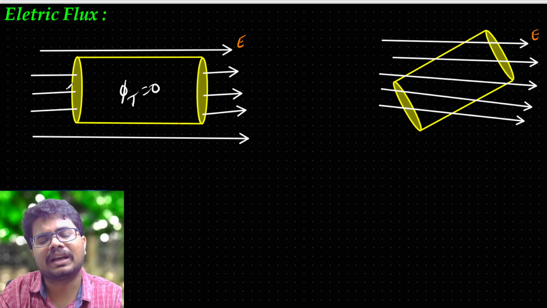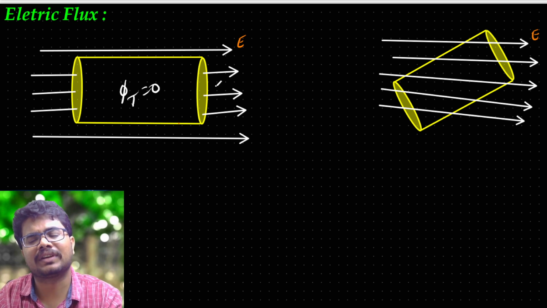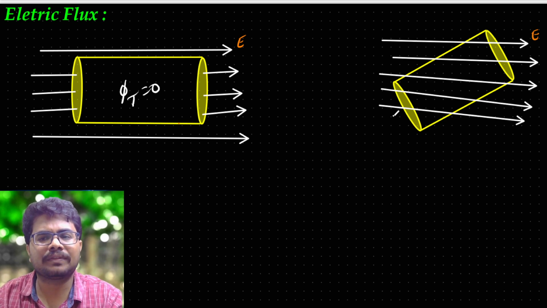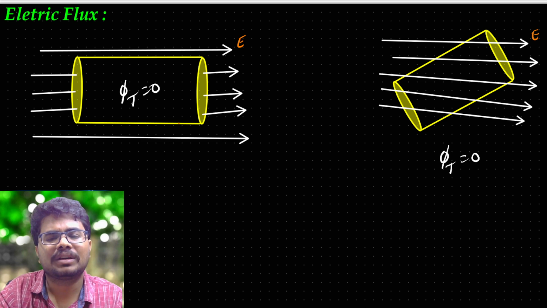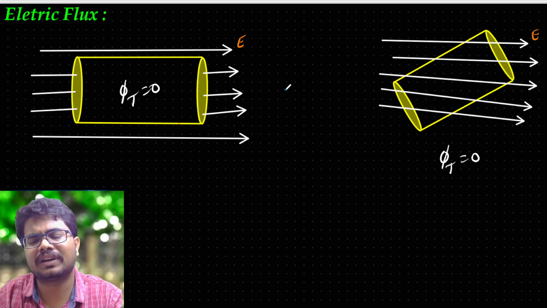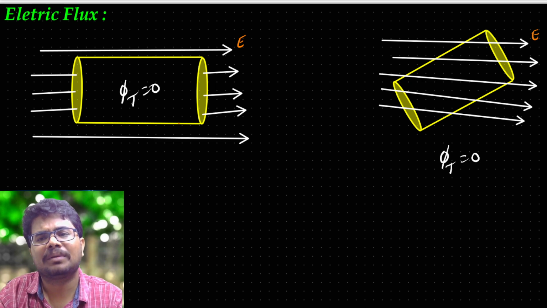Why? Because entering flux equals leaving flux. Both are the same, one is negative and one is positive. We can take 3 field lines entering and 3 leaving. Sir, if I place that same thing tilted, the same number of field lines enter and the same number leave. So the total flux I am writing again as 0. Yes, we can write 0, because the number of entering and leaving field lines is the same. Entering flux you can take as negative, leaving flux you can take as positive.